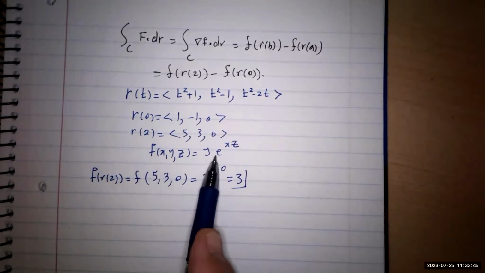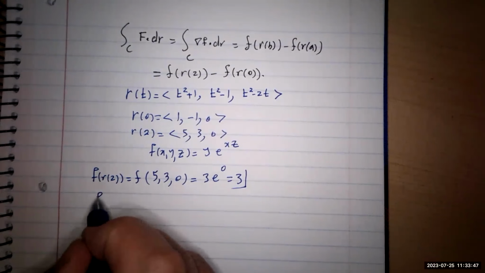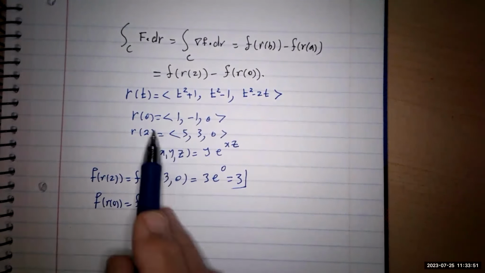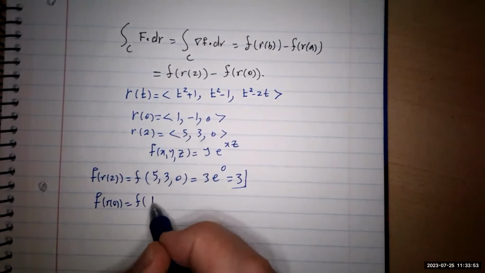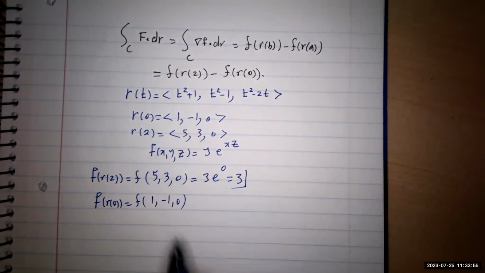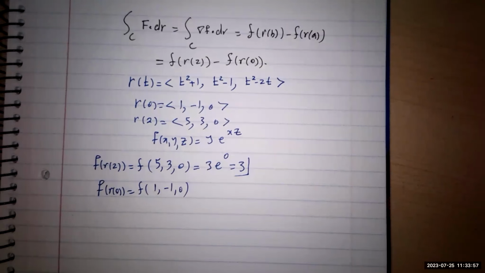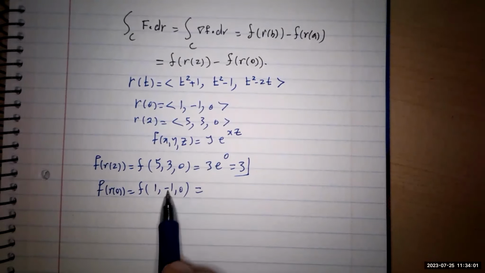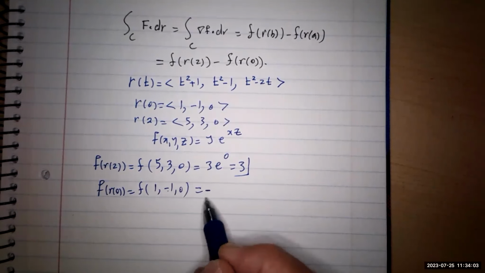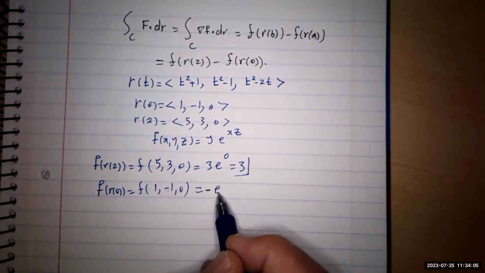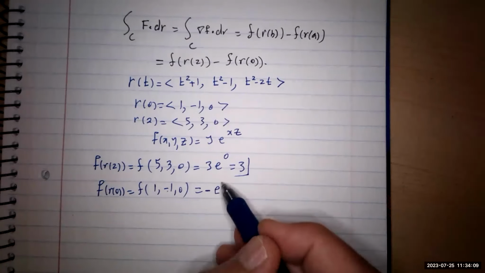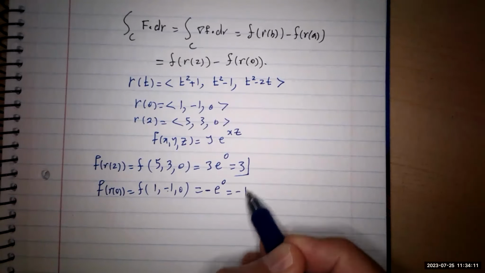Okay, we substitute here. Then f of r of 0. R of 0 is 1, negative 1, and 0. So substitute here. Y is negative 1. Again, it's going to be e to the 0 because z is 0. So that gives me negative 1.